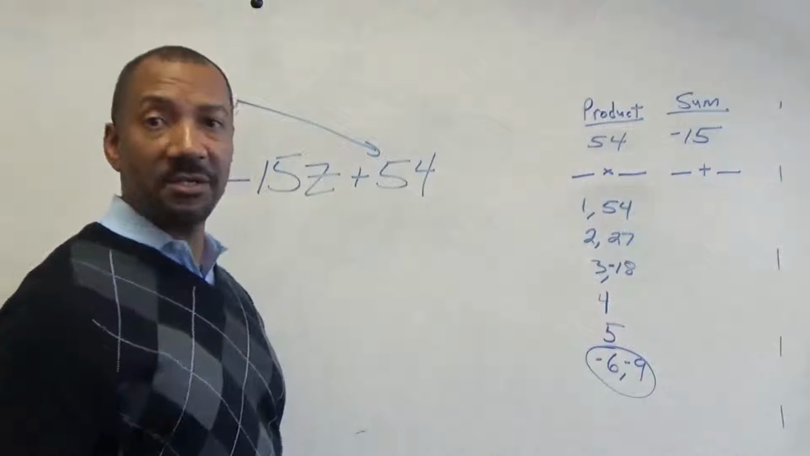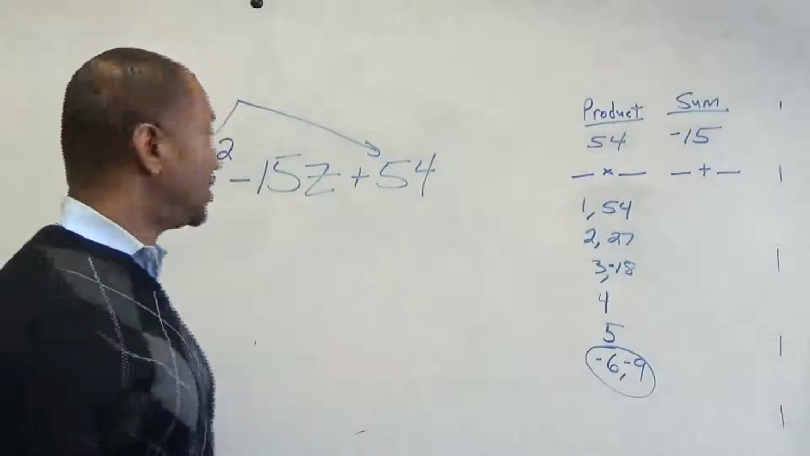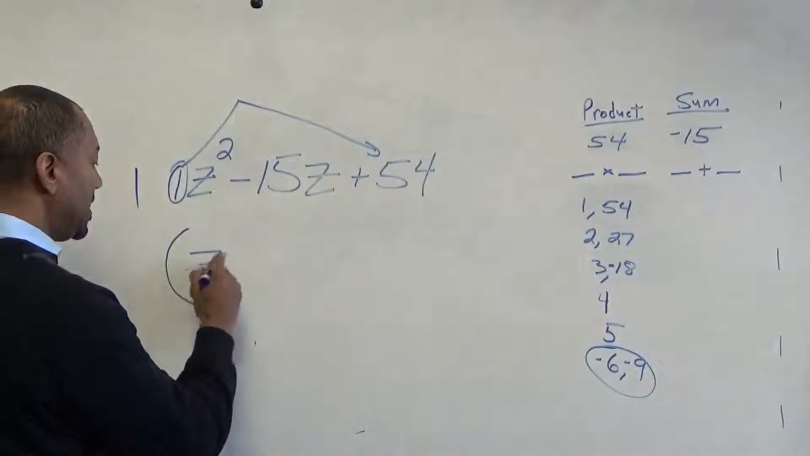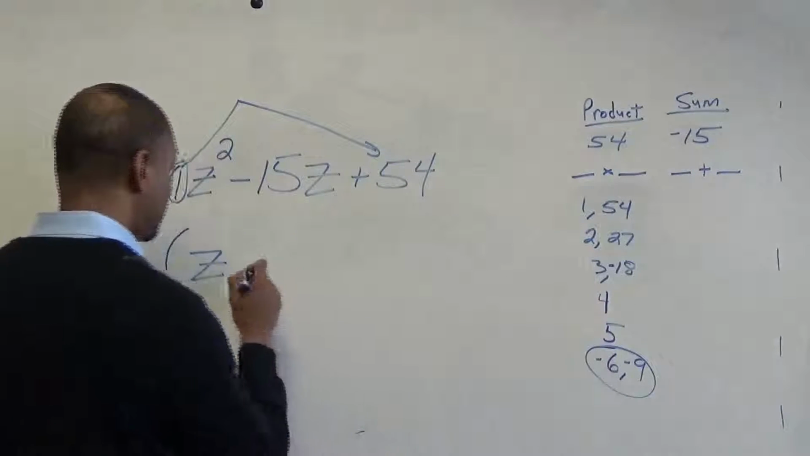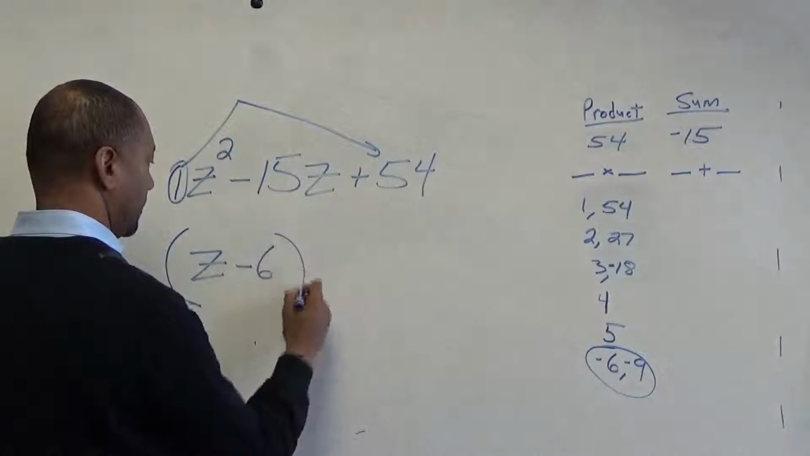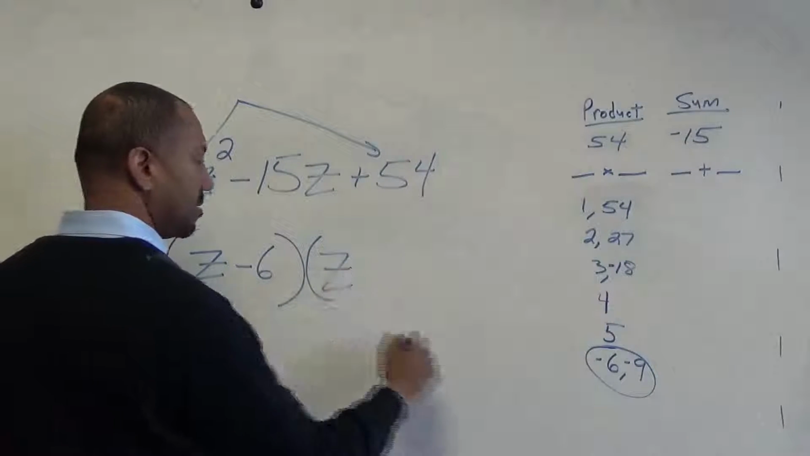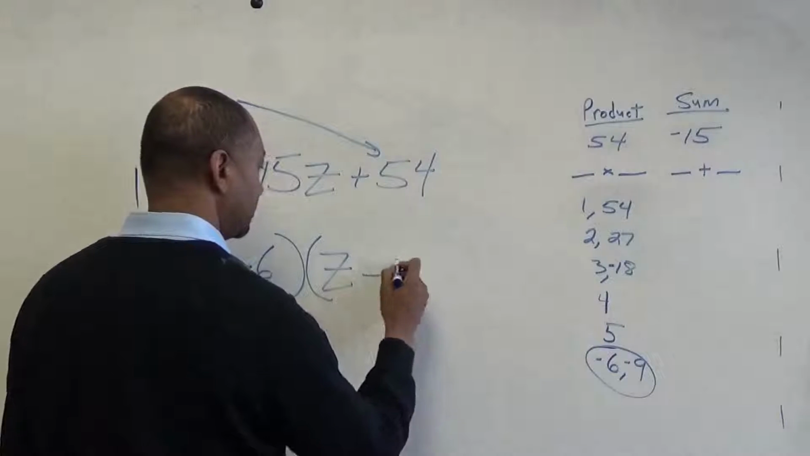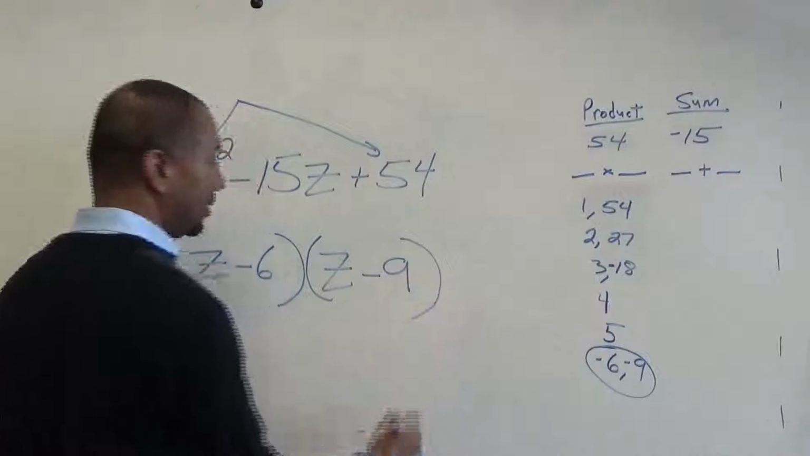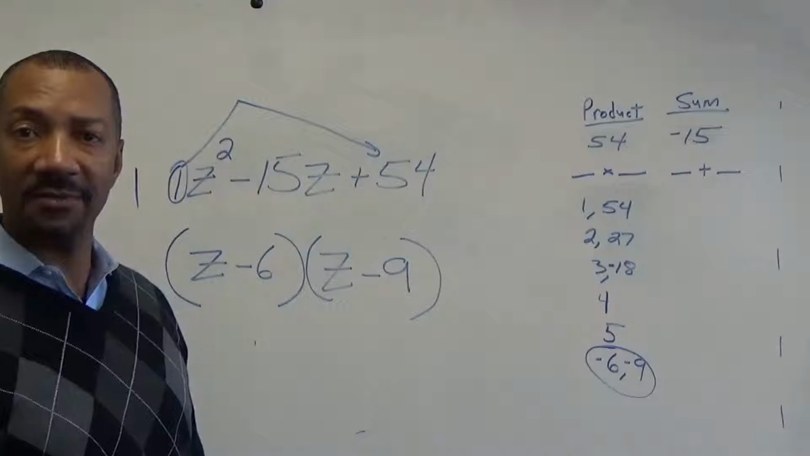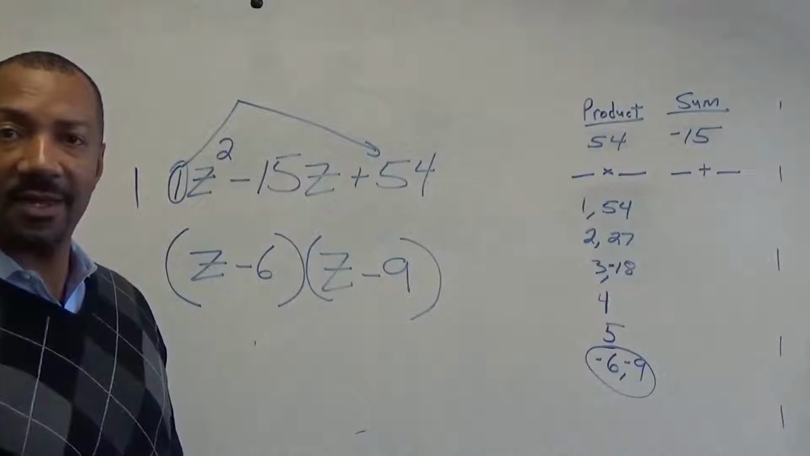And for that reason, we're going to go directly to our answer. Get my parenthesis going, and I'm going to say z minus 6, and then z minus 9. And that, my friends, is our final answer. Okay? Let's do another one.